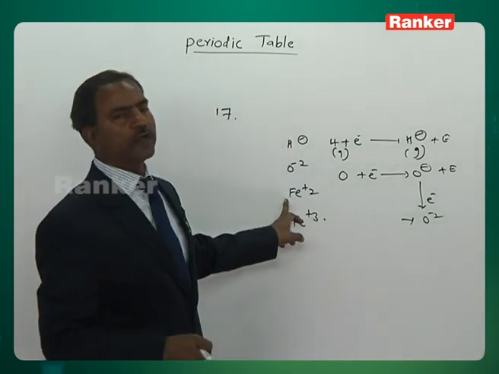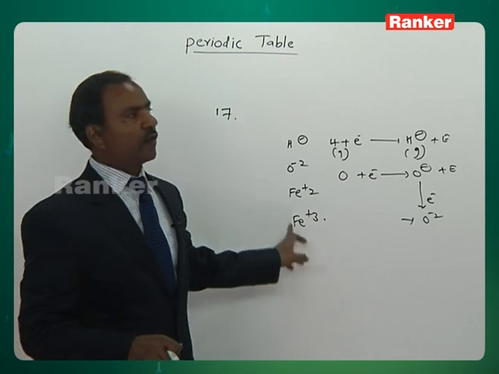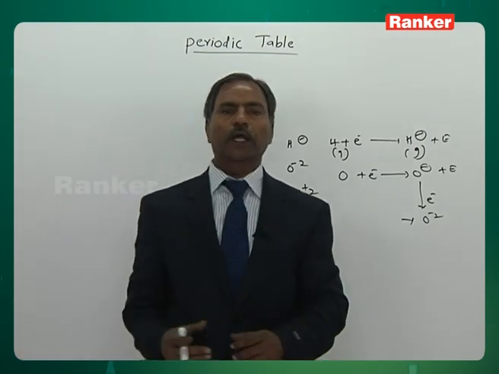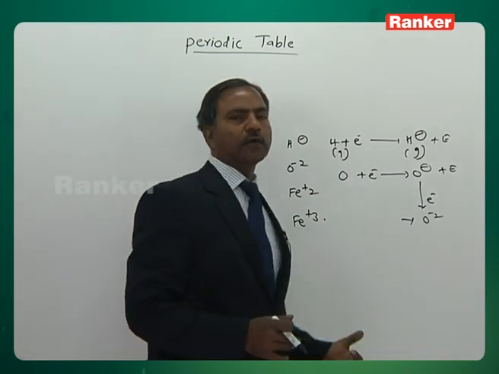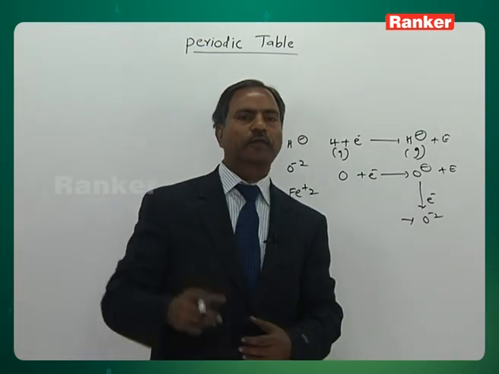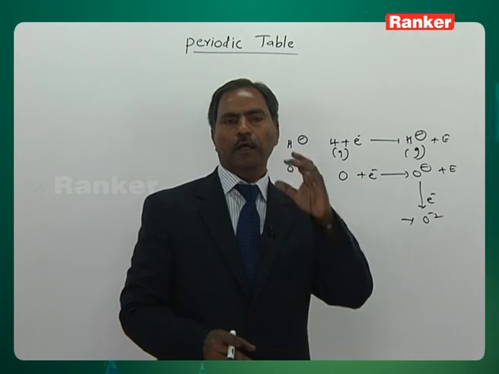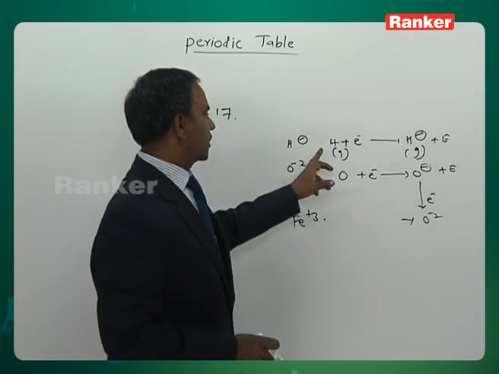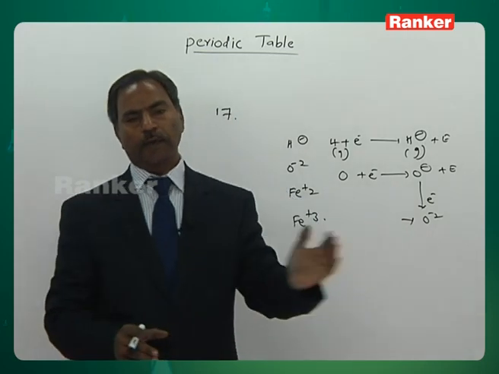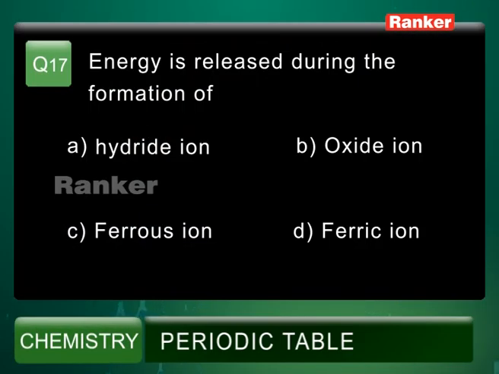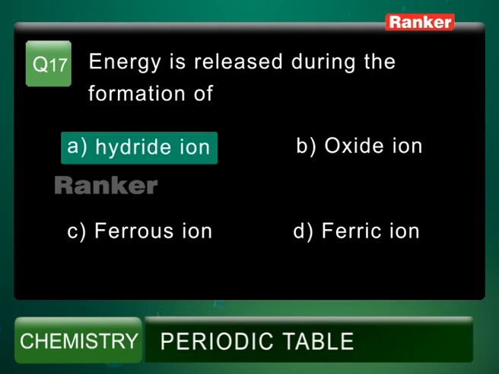In the case of ferrous ion and ferric ion, ferrous ion means you have to remove 2 electrons, and ferric ion means you have to remove 3 electrons. Removal of electrons again requires absorption of energy. Therefore, only in option A, H converting into H minus, is energy liberated. Therefore, question number 17, answer is A.